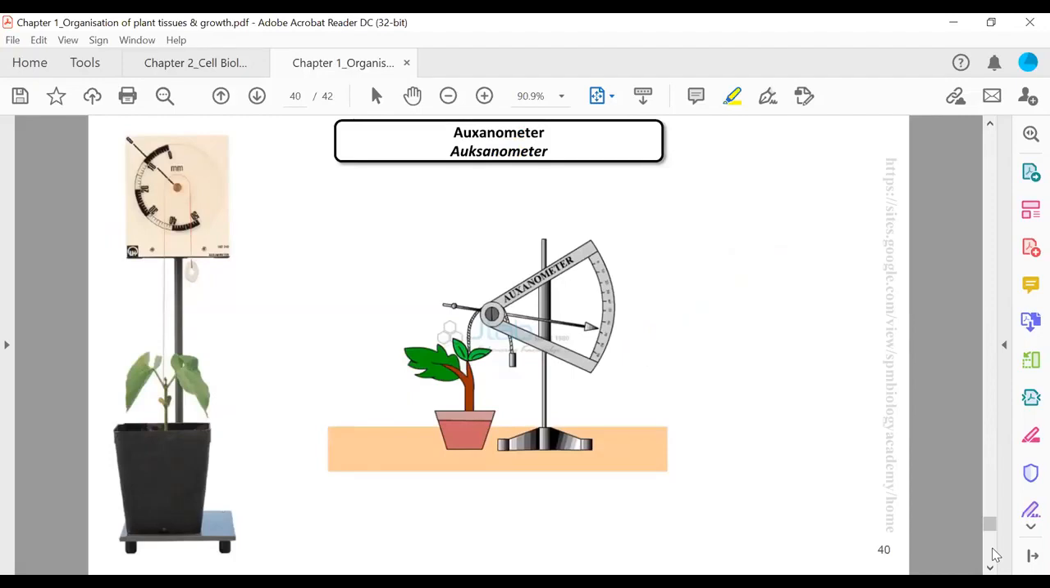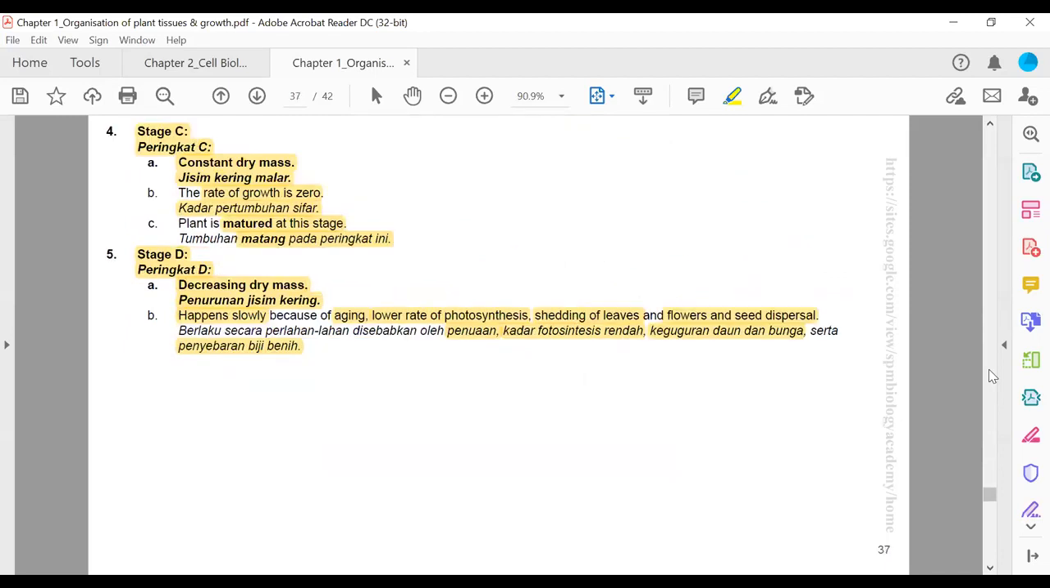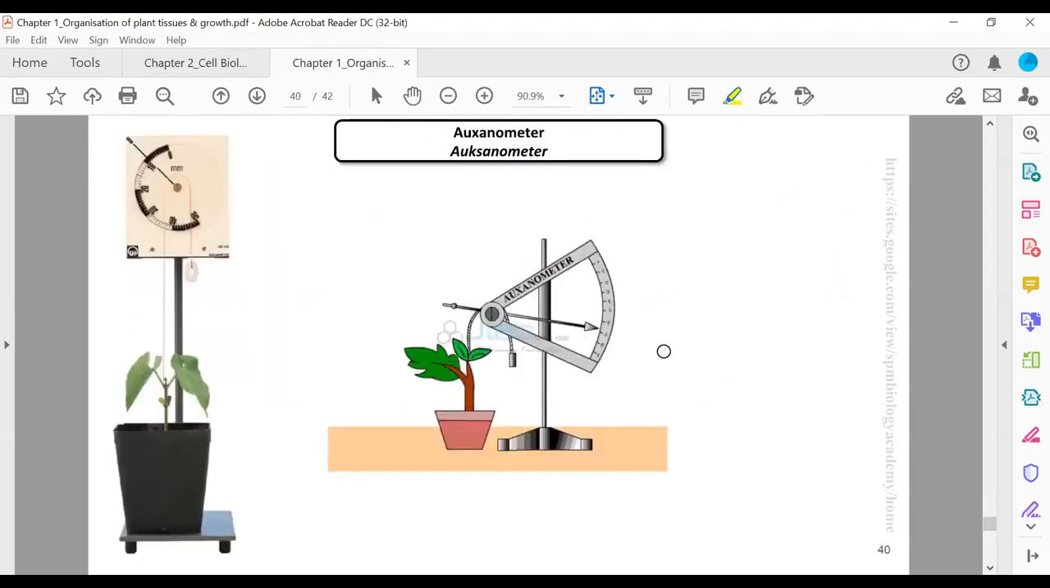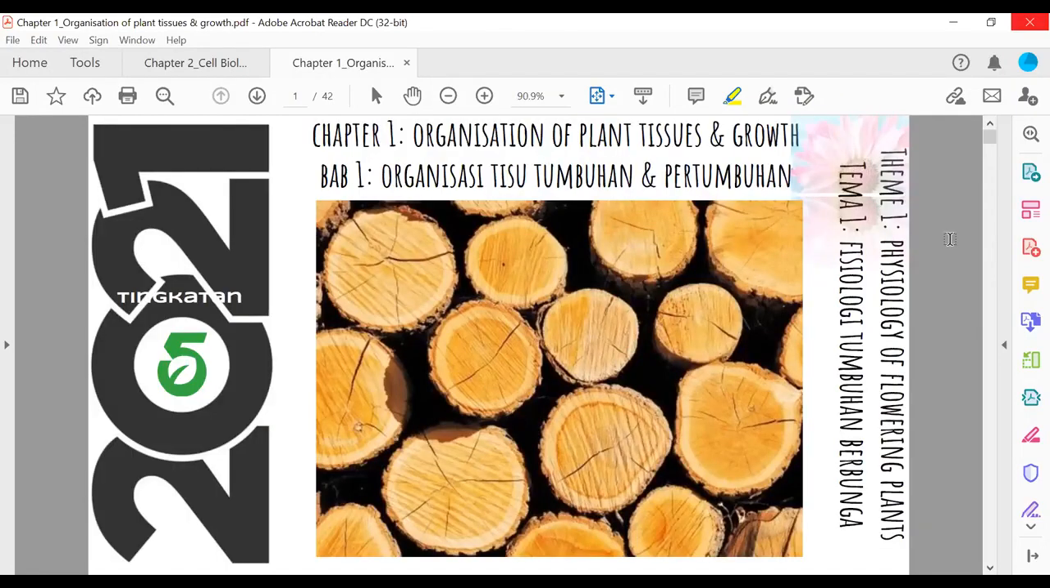This is the last page, right? So, auxanometer. An auxanometer is a device used to measure the growth of plants. So after measuring the growth of plants using this meter, they will draw the graph. So they will get graphs like this, depending on what kind of plant it is. So this meter is used to measure the growth rate, maybe for a few weeks or maybe for a few years. So chapter 1 dah habis, clear.